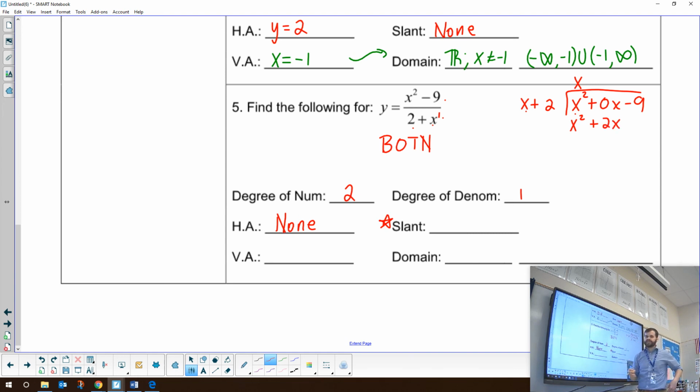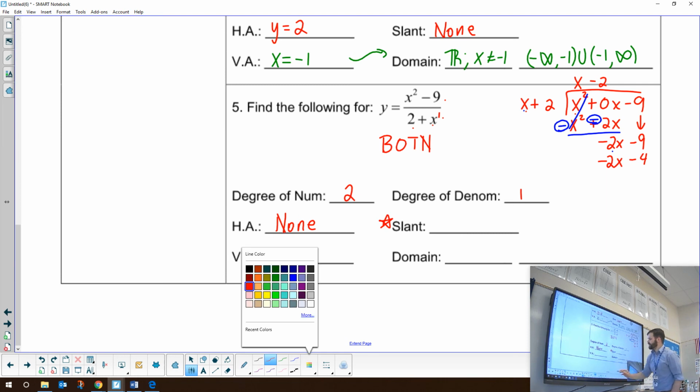And then do you remember me saying draw the line, change the sign a long time ago? So we're going to draw the line and subtract this one. x squared minus x squared cancels. 0x minus 2x is -2x. Bring down my -9. Now we're just thinking, okay, what do I need to multiply x by to get to -2x? Well, I'm just going to multiply by -2. So -2 times x is -2x. -2 times 2 is -4.